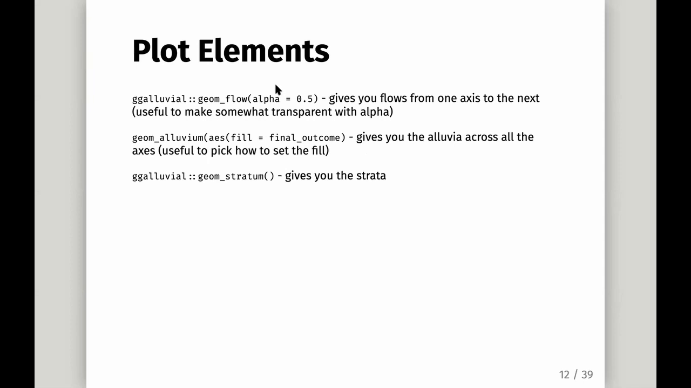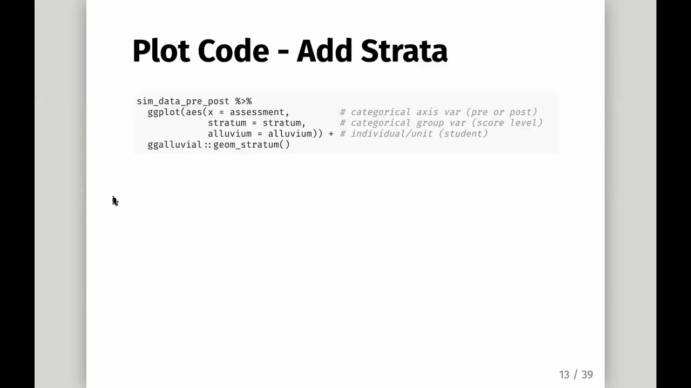But I just want to point out that for geom_flow, it's nice to set your alpha to be fairly transparent so you can see the flows and how they intersect with each other. For geom_alluvium, you have options on how to set your fill based on maybe the starting state or the ending state. So we'll see that in another graph soon. And then your last plot element is going to give you the strata, that's going to set that up. So let's go ahead and start graphing.